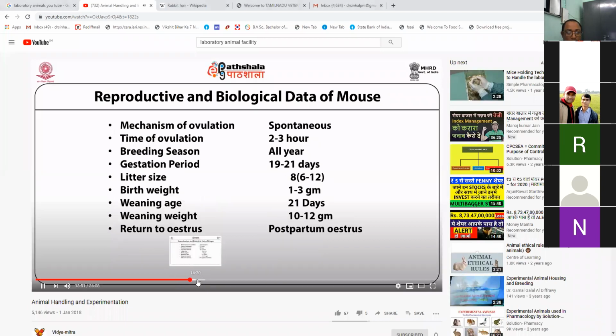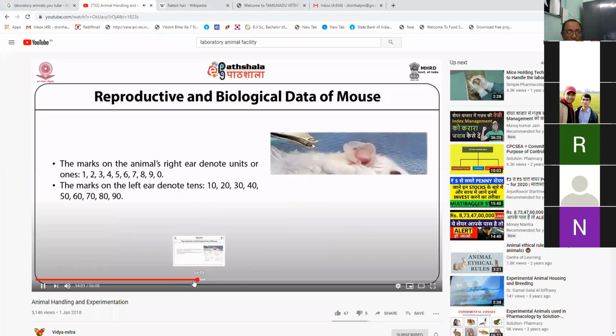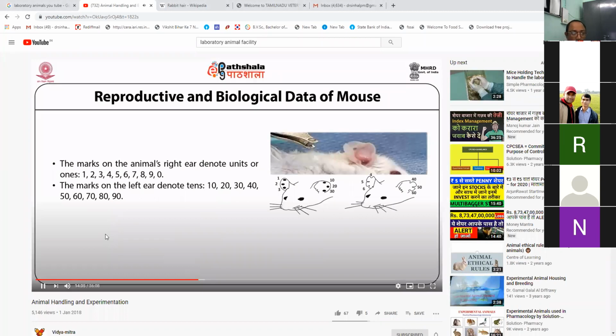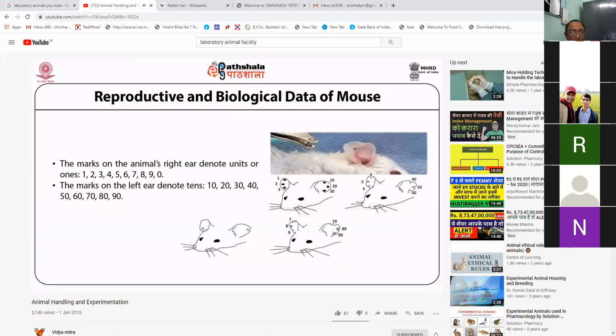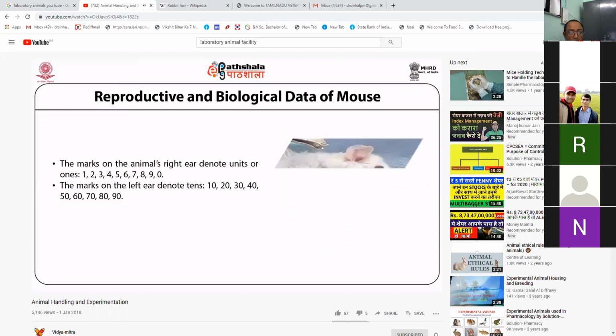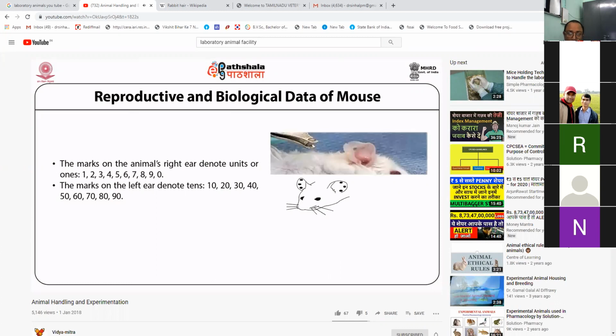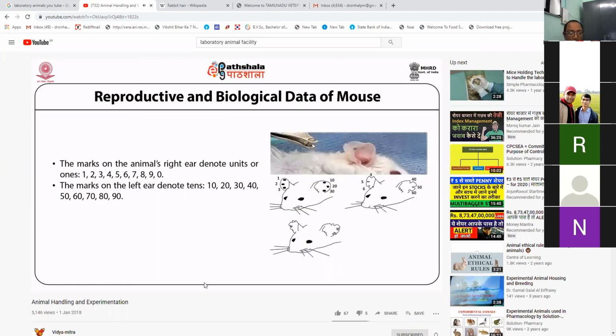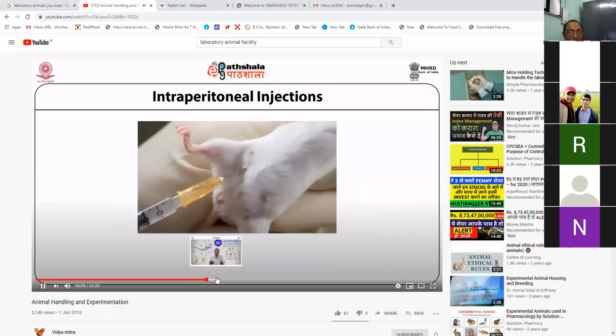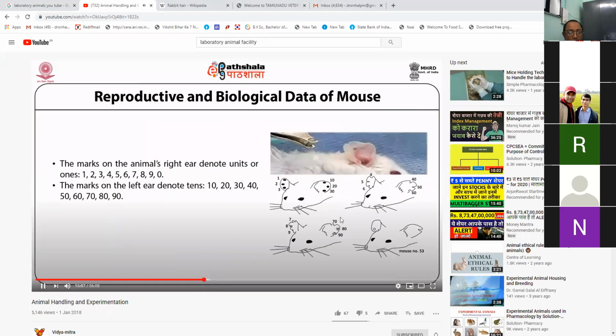And the breeding season is year-round. Something everyone should know is identification of the mouse, because identification plays an important role. You want to study 4 to 5 animals and you are going to give different batches different drug regimes, and you want to know which mouse received which dose, and what is the effect of the dose and everything.